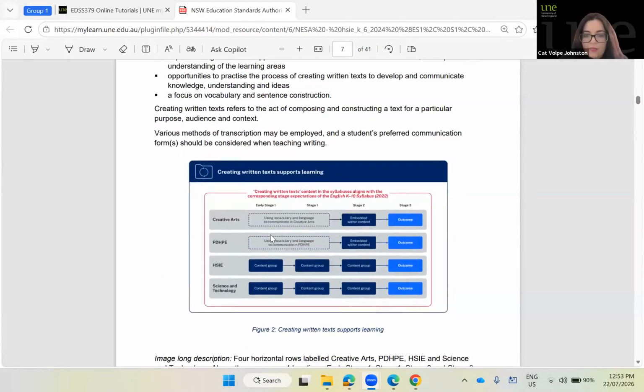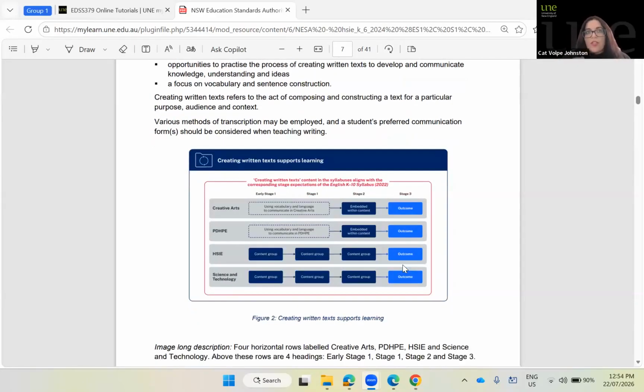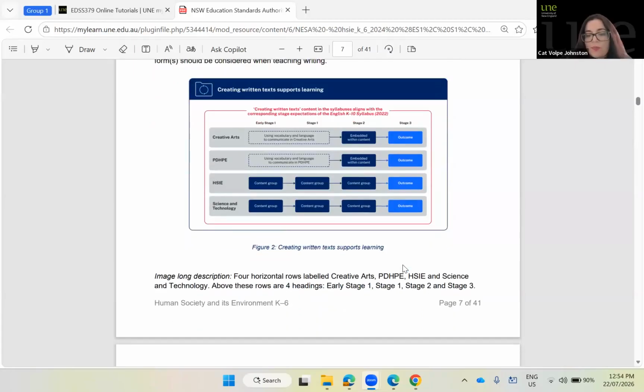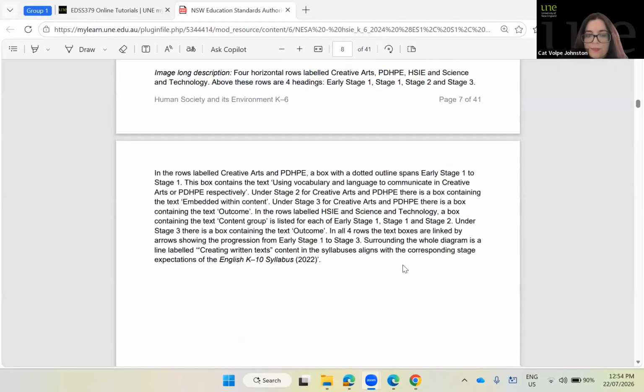So the outcome is assessed in stage 3. So we'll have a look at that. You won't see it in early stage 1, 1 or 2, but you'll see it in stage 3. So it's sort of like you're building the capacity for students to be able to achieve that outcome by stage 3. So you can see that continuum, which is quite nice as well. The integration, which I think teachers were always sort of doing, but having that outcome linked to previous learning is really quite good.